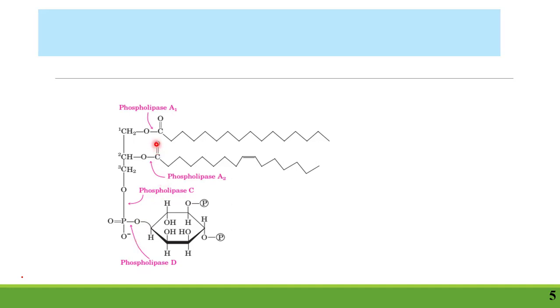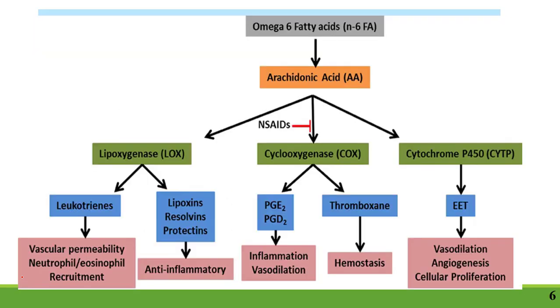And you can see phospholipase A1 and A2 produce a lysophospholipid, and phospholipase C produces diacylglycerol and phosphoalcohol, and phospholipase D produces phosphatidic acid plus alcohol.